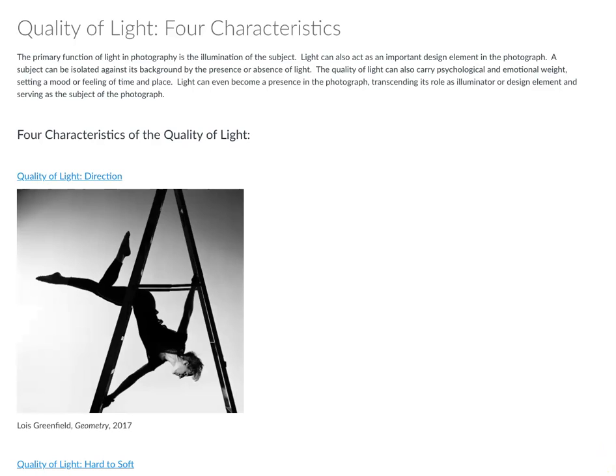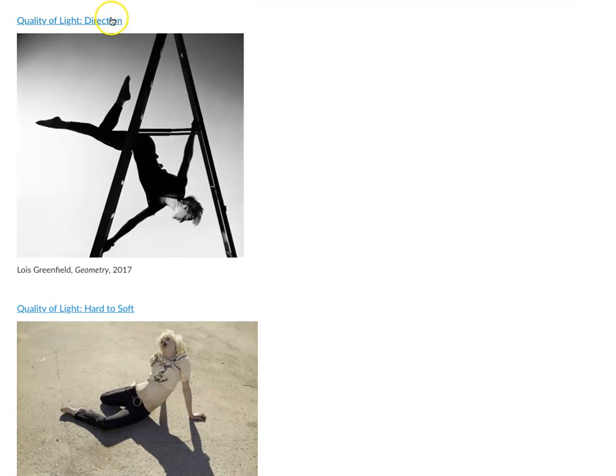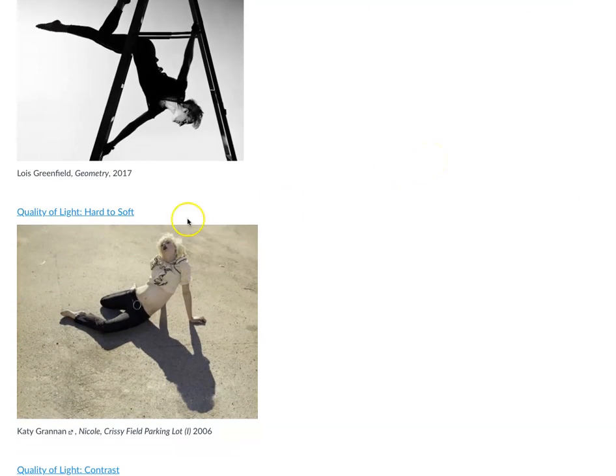And then I go into the 4 characteristics of light, which we've talked a little bit about in other learning units, but in this learning unit, we're really going to dive into the different qualities of these characteristics of light, those being the direction of the light, the quality of light being hard or soft.